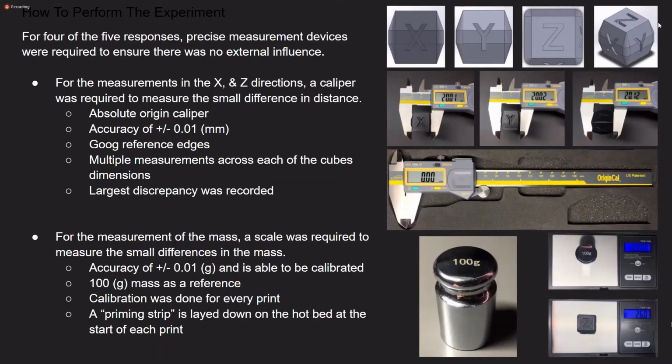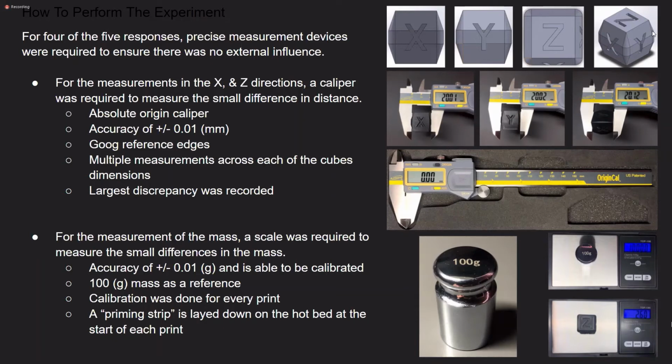With regard to how we performed the experiment, for 4 out of the 5 responses, precise measurement devices were required to ensure that there was no external influence. For the measurement in the X, Y, and Z directions, a caliper was required to measure the small differences in distance. The caliper used is an Absolute Origin caliper with an accuracy of plus or minus 0.01 millimeter. Looking closer at the images to the top right, it can be seen that the model incorporates the flat edge that was previously spoken about, which is perpendicular to the base, as a good reference for the caliper. Multiple measurements across each of the cube's dimensions were taken, and the measurement with the largest discrepancy was recorded.